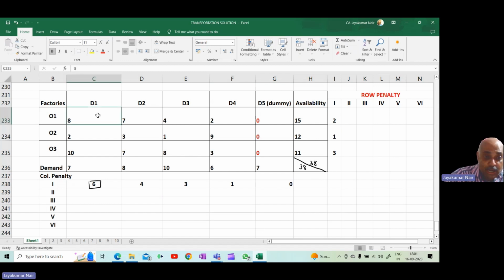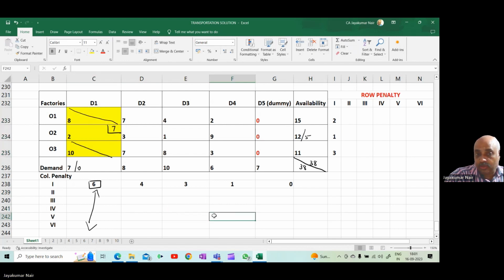So you will make the allocation to this particular column. Which is the least cost cell in this particular column? It is 2. So to this 2, you will make the allocation. 7 is the demand, availability is 12, whichever is lower, that is 7, 0, and this will become 5. Cancel out this particular column, and then you say that no more penalty cost for this particular column because the demand is already met. So this goes out.